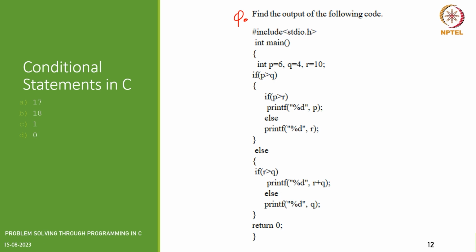So the first condition to evaluate is p greater than q. So we'll first see, is p greater than q? Yes, that is true. So 6 is greater than 4, so this condition is true. Because it's true, this is the block that will get executed. Now it is going to check if p is greater than r. Now I'm checking 6 against 10. Okay, so this becomes false.